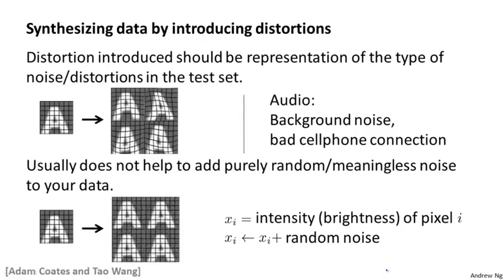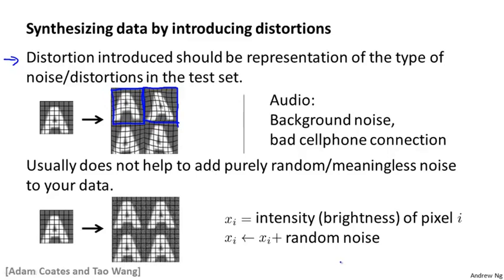Just one word of warning about synthesizing data by introducing distortions. If you're trying to do this yourself, the distortions you introduce should be representative of the sorts of noises or distortion that you might see in the test set. So for the character recognition example, the warpings we introduce are actually kind of reasonable, because an image A that looks like that could be an image that we could actually see in the test set. This looks like a fatter A. And if that image on the upper right, that could be an image that we could imagine seeing.